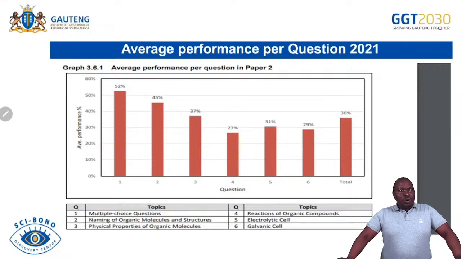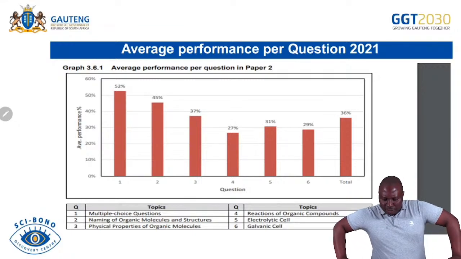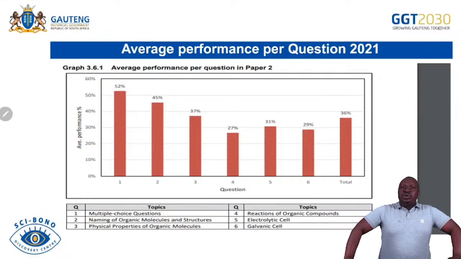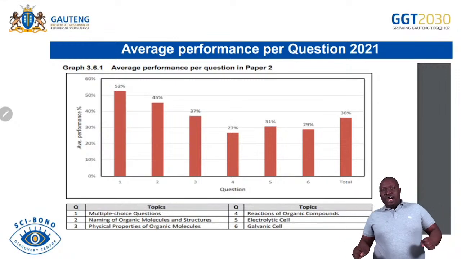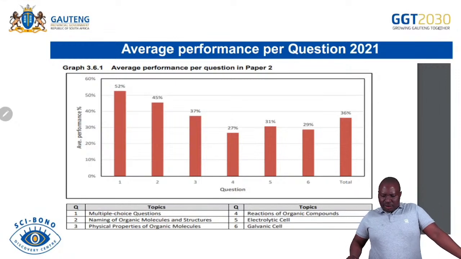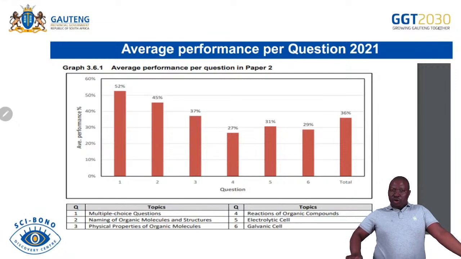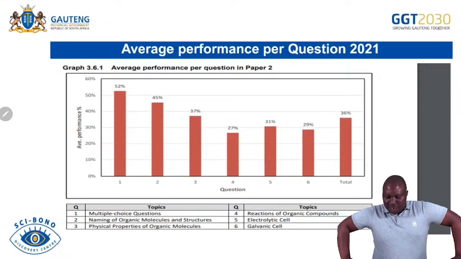In question 4, we're talking about reactions of organic molecules. Remember, we're doing substitution, addition, and combustion. So that must be your main focus as far as reactions are concerned. Look at the performance there. It was 27%. So we'll go through these questions that learners performed poorly on so that we rectify whatever happened, more especially in question 4.